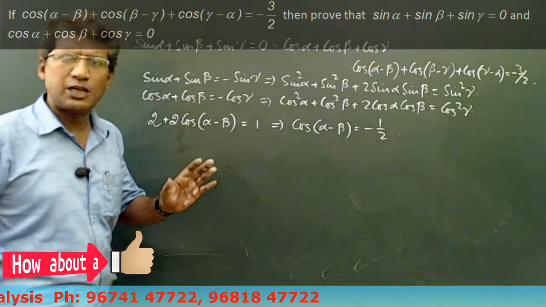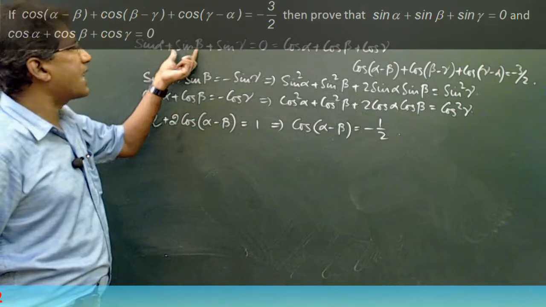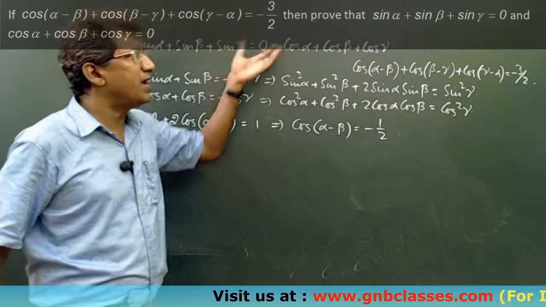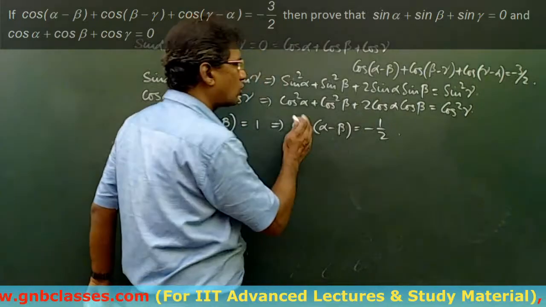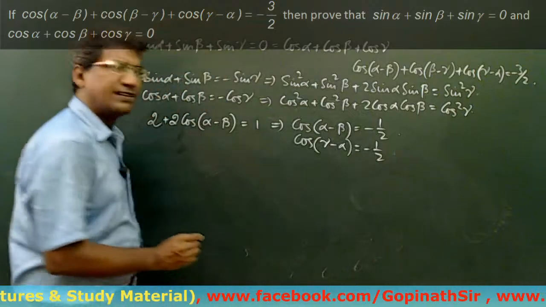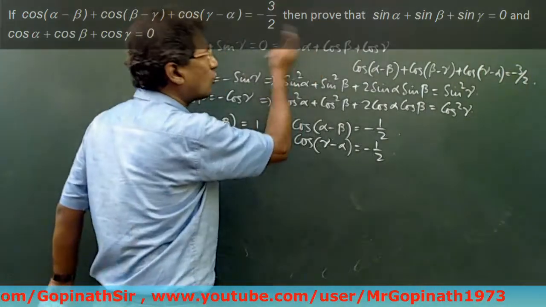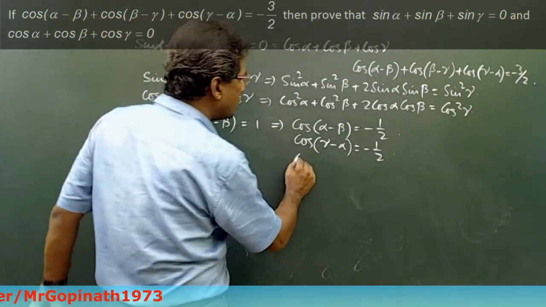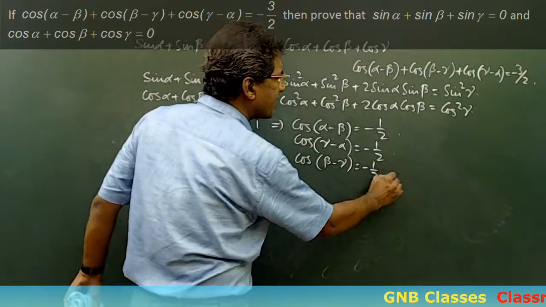Is this clear? Absolutely. Now you think, in the same way, if I take sine beta to the right hand side, and from here if we take cos beta to the right hand side, we are going to get cos gamma minus alpha. In that case, we will get cos gamma minus alpha equals minus half. Is it clear? And if we take sine alpha to the right hand side, and from here if we take cos alpha to the right hand side, and then proceed exactly in the same way, we are going to get cos beta minus gamma, which will be equal to minus half.